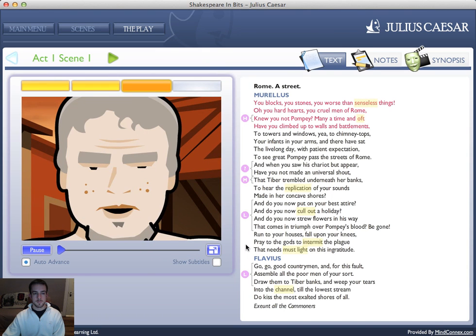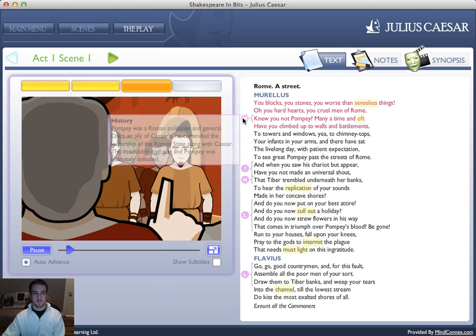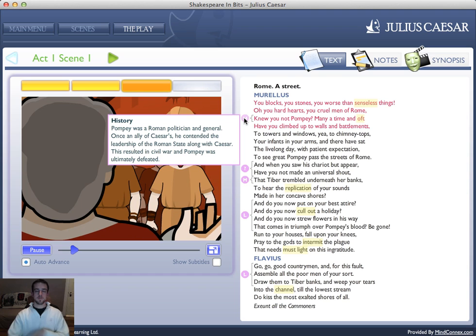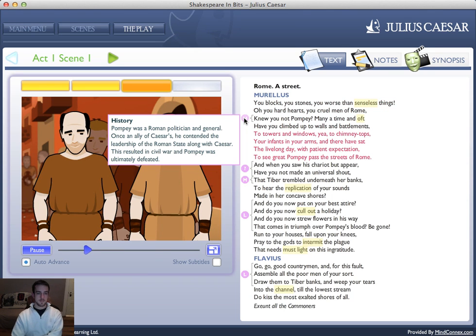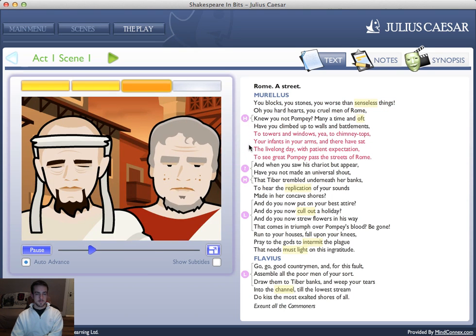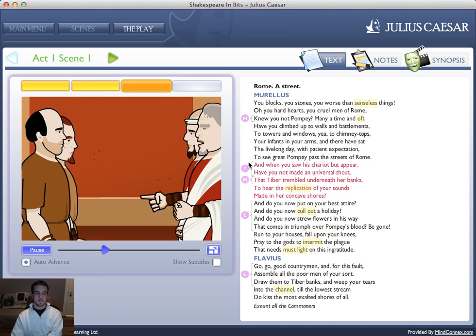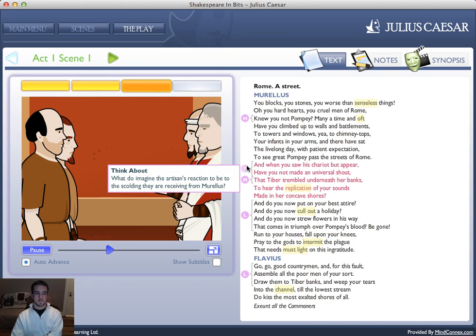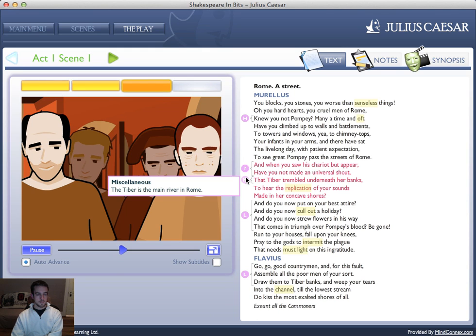You blocks, you stones, you worse than senseless things. Oh, you hard hearts, you cruel men of Rome, knew you not Pompey? Many a time and oft have you climbed up to walls and battlements, to towers and windows, yea, to chimney tops, your infants in your arms, and there have sat the livelong day with patient expectation to see great Pompey pass the streets of Rome. And when you saw his chariot but appear, have you not made an universal shout? The Tiber trembled underneath her banks to hear the replication of your sounds made in her concave shores.